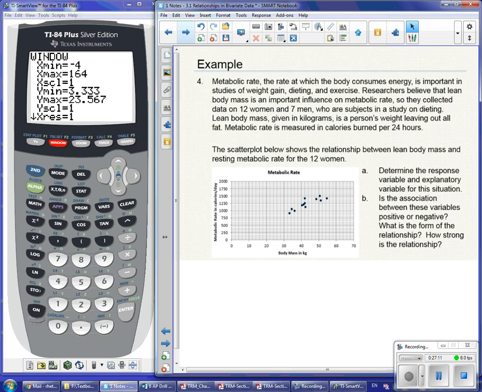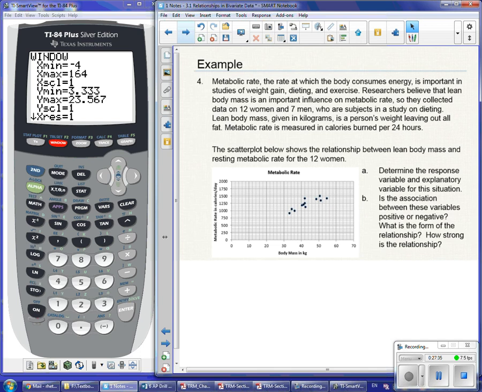We actually looked at the data on the men already, I think, when we were looking at standard deviation. So this is a continuation of that problem. Lean body mass is given in kilograms, is a person's weight, leaving out all the fat. Metabolic rate is going to be measured in the calories burned per 24 hours. So the scatter plot, notice I've already given you the scatter plot, shows the relationship between the lean body mass and the resting metabolic rate for the 12 women.